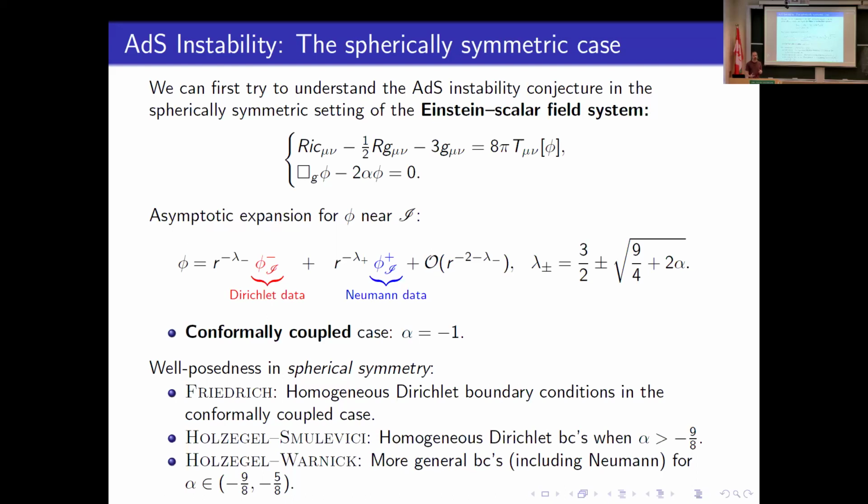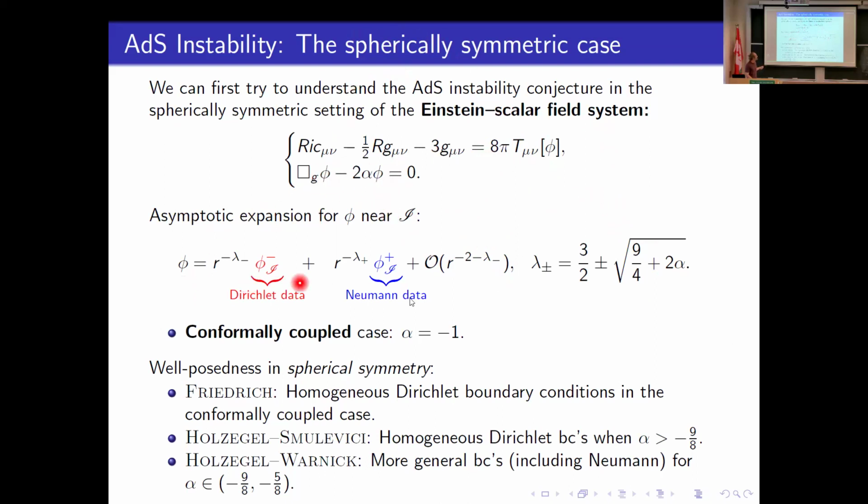setting to construct such data is within some symmetry class that allows for a reduction of the problem to 1+1 dimensions. And that's easier done not for the vacuum Einstein equations, but after adding some appropriate matter to the system. So for instance, let's look at the Einstein scalar field system in spherical symmetry. And in that case, of course, we have to study this system with reflecting boundary conditions at infinity. So we also have to specify how to prescribe boundary conditions for phi, the scalar field, at infinity.